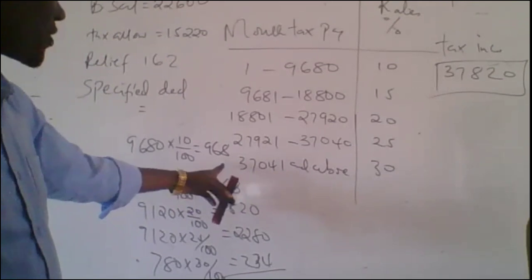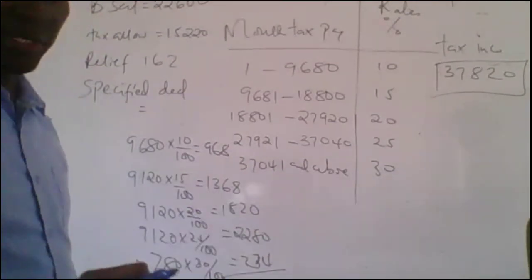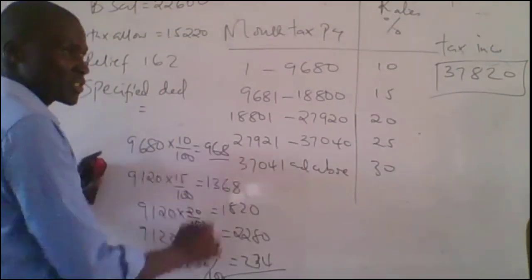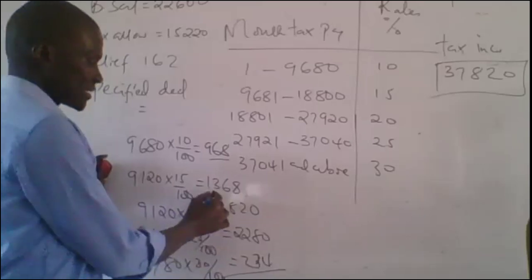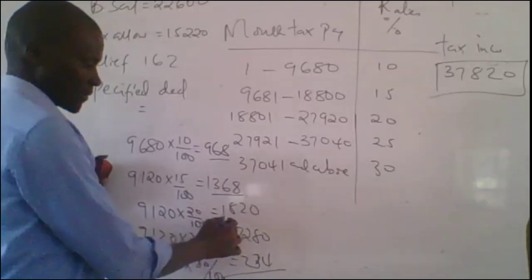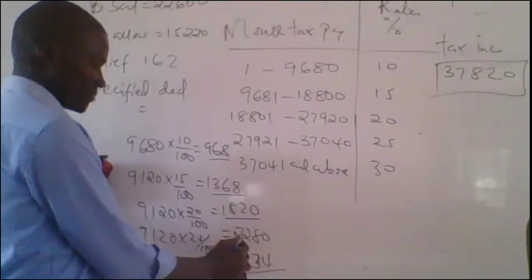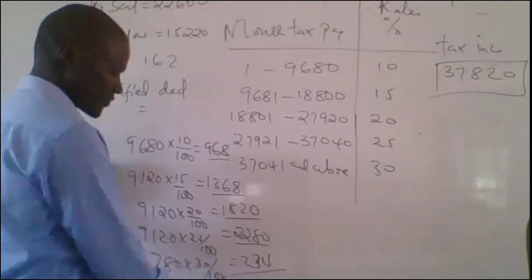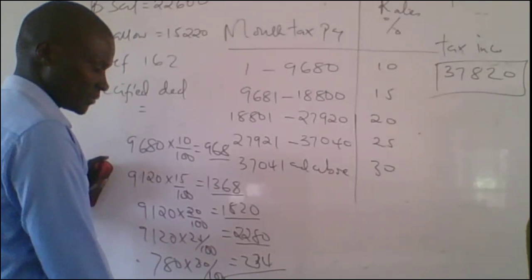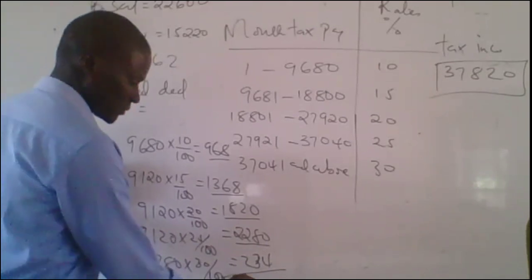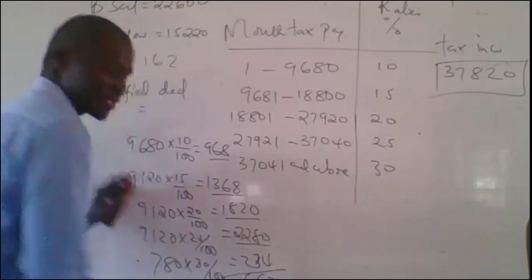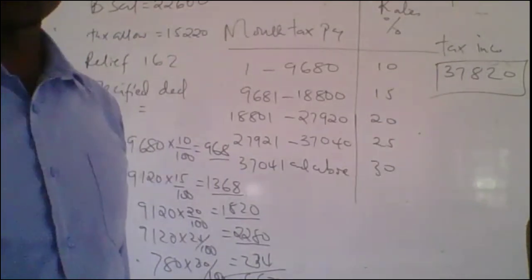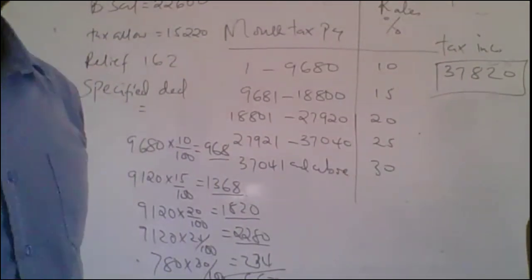So this amount that we have here, you add them together, okay? We add them all. The first one is 968. Plus 1368. Plus 1820. Plus 2280. Plus 234. What do you get? We get 6,670. 6,670 is what we are calling gross tax. That is the total amount that this person has been charged.